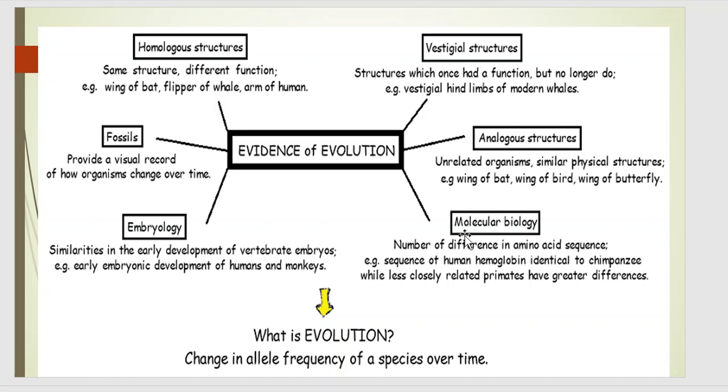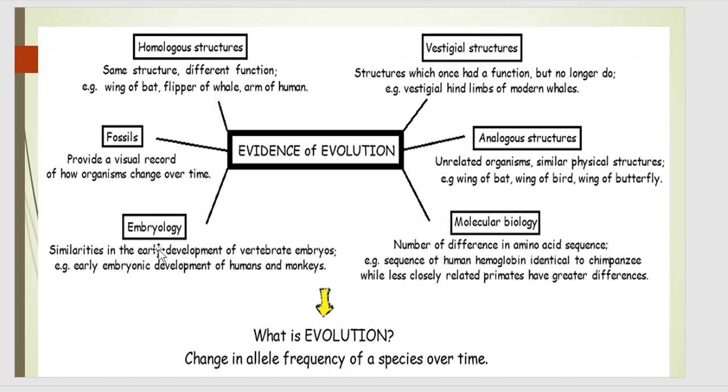The next evidence is molecular biology. In the last couple of decades, molecular biology, DNA analysis and protein studies have tremendously improved. So scientists study their amino acid or DNA sequences and compare them with other organisms so we can relate them. For example, the sequence of human hemoglobin, which is a blood protein that carries oxygen, is identical to that of the chimpanzee, while less closely related primates have greater differences. So this evidence tells us who our most recent common ancestor is.